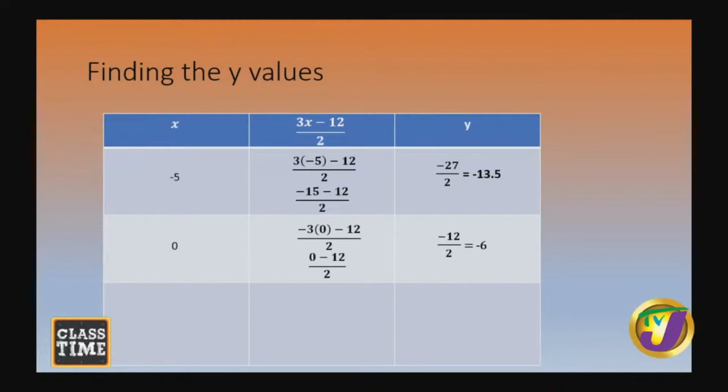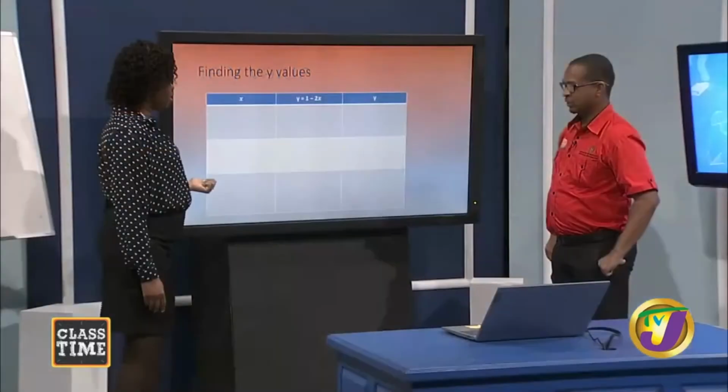And if we were to substitute positive 5 for x in the equation, it would be 3 multiplied by 5, subtract 12, all divided by 2. That would be 15 subtract 12, all divided by 2, which gives us 3 halves, or 1.5. All right, so now we have some x values and some y values, so we can plot a graph for this one. But before we do so, let's check out the other equation.